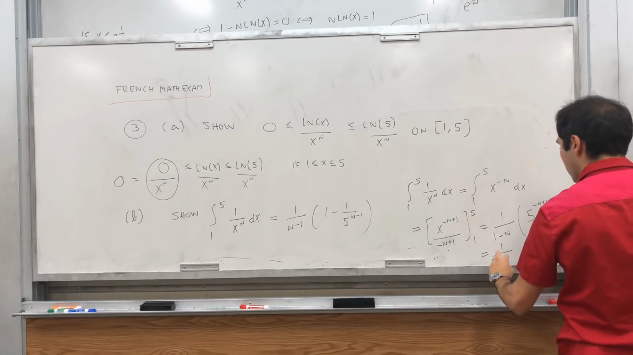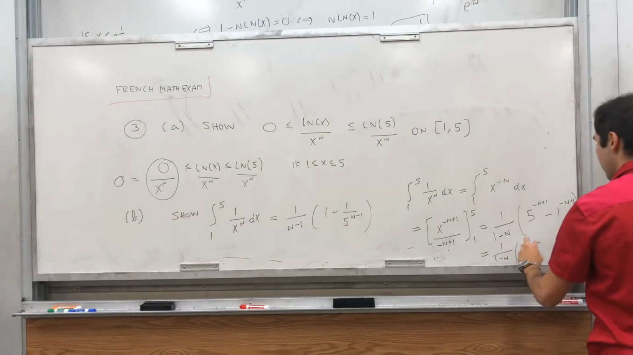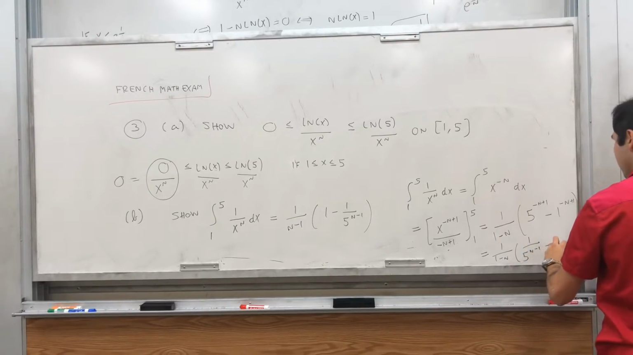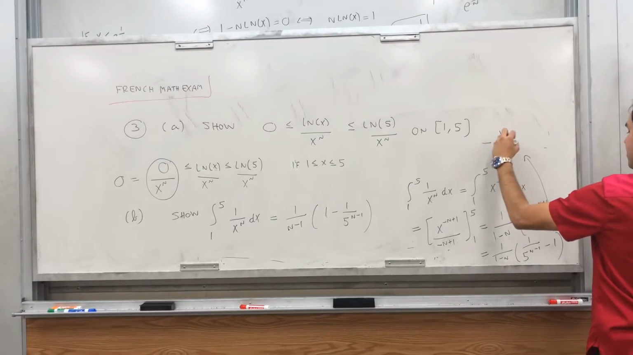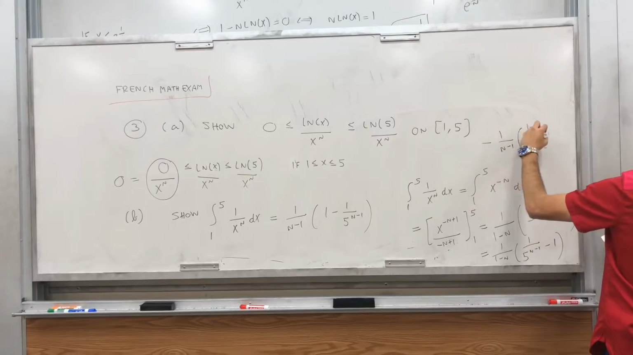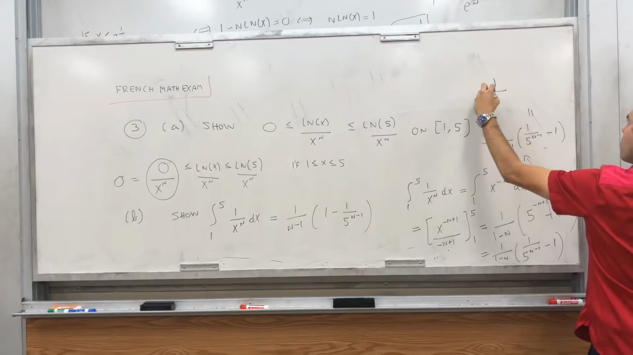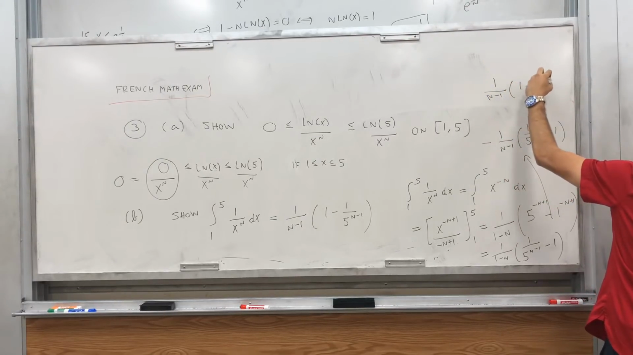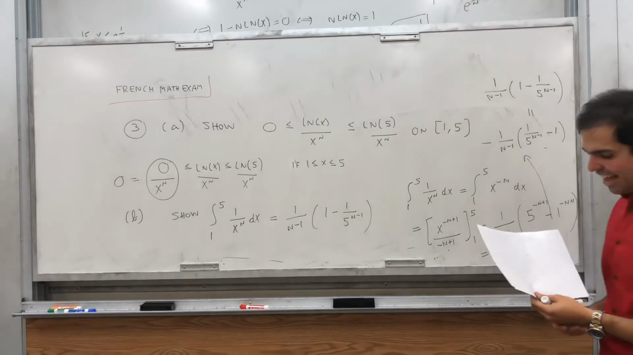And that becomes 1 over 1 minus n, if you want, 1 over 5 to the n minus 1, minus 1. And then, to get from 1 over 1 minus n to 1 over n minus 1, you do minus. So this just becomes minus 1 over n minus 1, 1 over 5 to the n minus 1, minus 1. And that becomes 1 over n minus 1, 1 minus 1 over 5 to the n minus 1. That's precisely what we have here. So that's good.